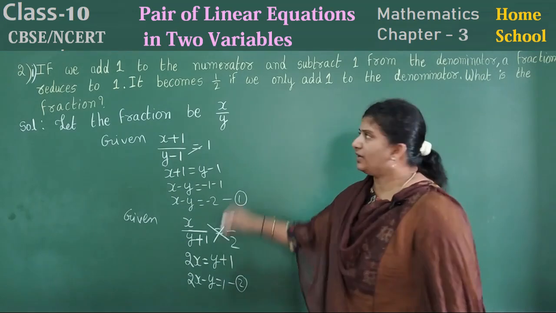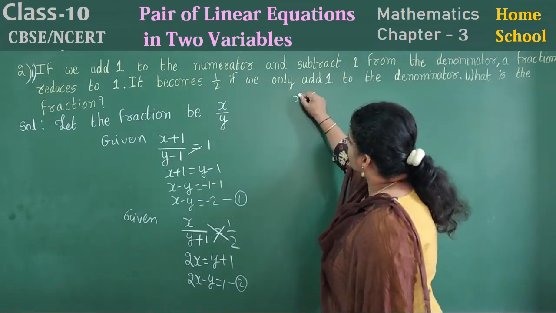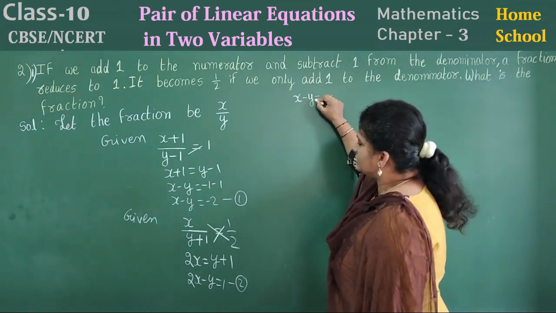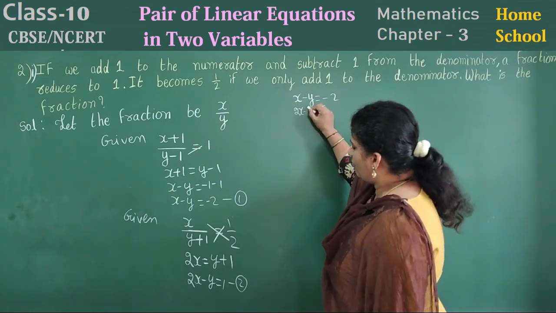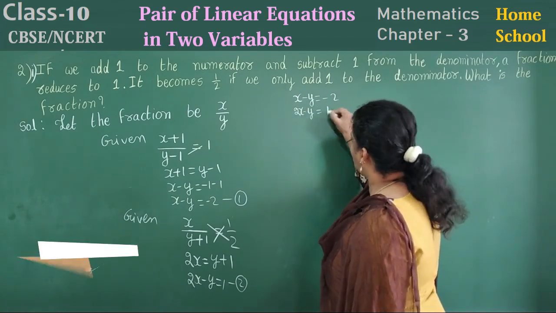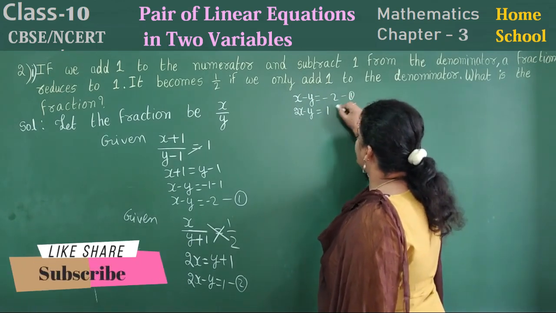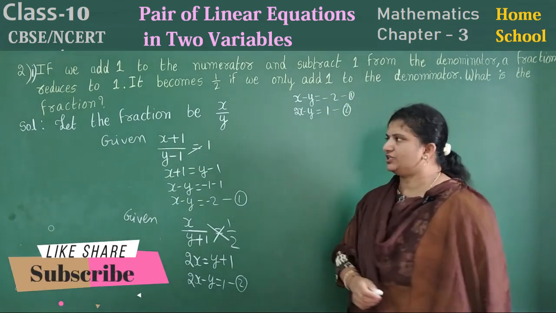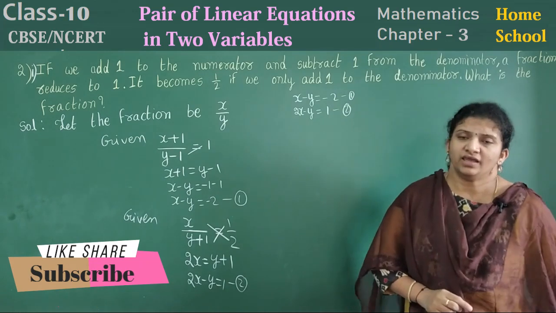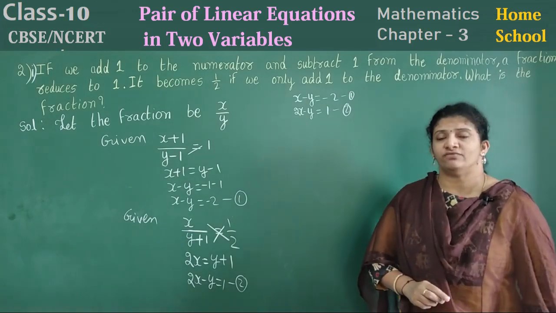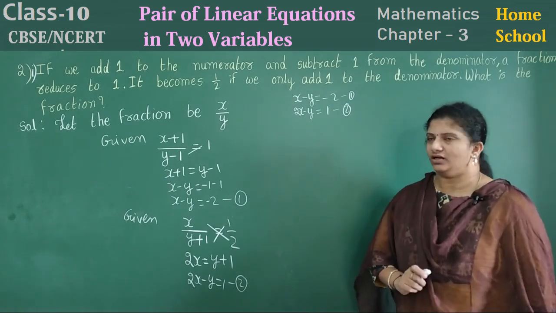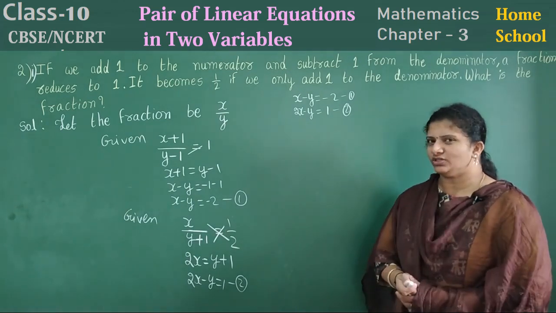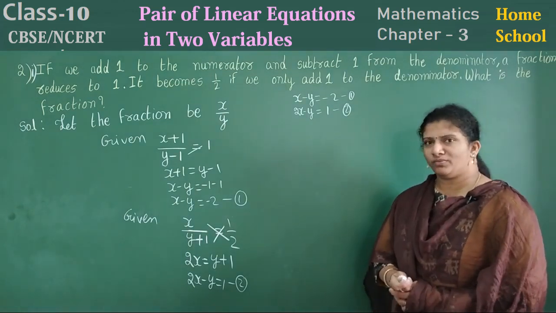Let's rewrite the equations here. x minus y is equal to minus 2. 2x minus y is equal to 1. So this is the first equation and this is your second equation. What is your main heading? If they have a solution, find the solution by using elimination method. So do they have a solution? How can we check? Do you remember?